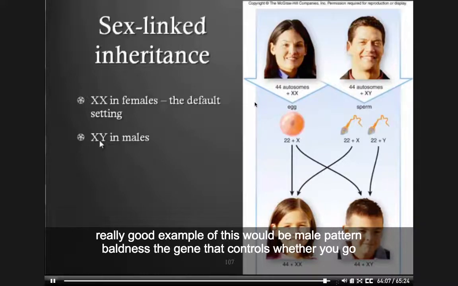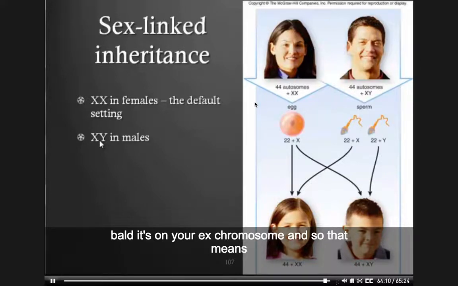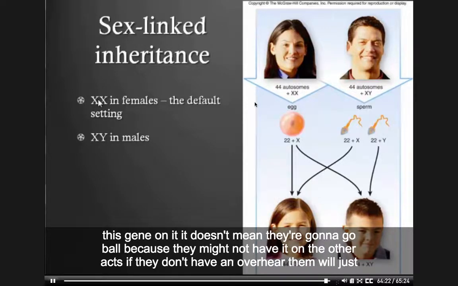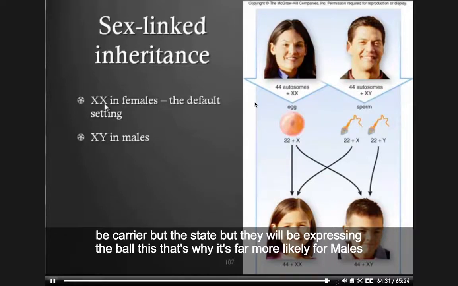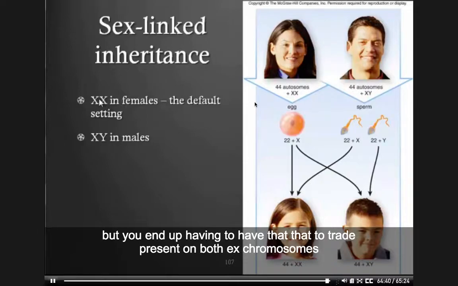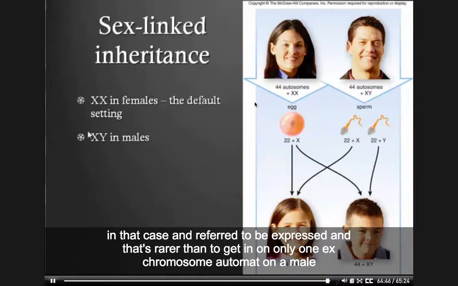The gene that controls whether you go bald, it's on your X chromosome. And so that means that if a male gets an X chromosome with the baldness gene on it, then they're going to be bald. If a female gets an X chromosome with the baldness gene on it, it doesn't mean they're going to go bald because they might not have it on the other X. If they don't have it over here, then they'll just be a carrier, but they won't be expressing the baldness. That's why it's far more likely for males to be bald than for females to be bald. There are bald females out there, but you end up having to have that trait present on both X chromosomes in order for it to be expressed, and that's rarer than to get it on only one X chromosome in a male.